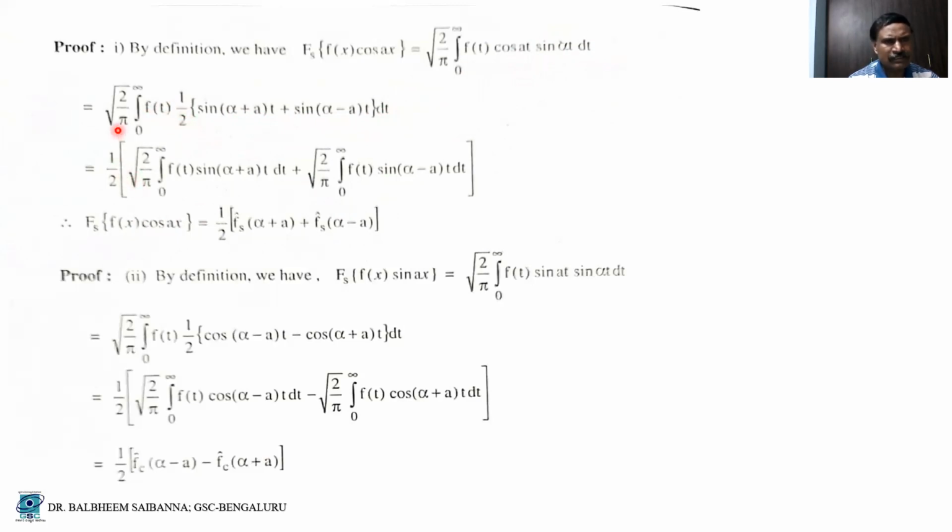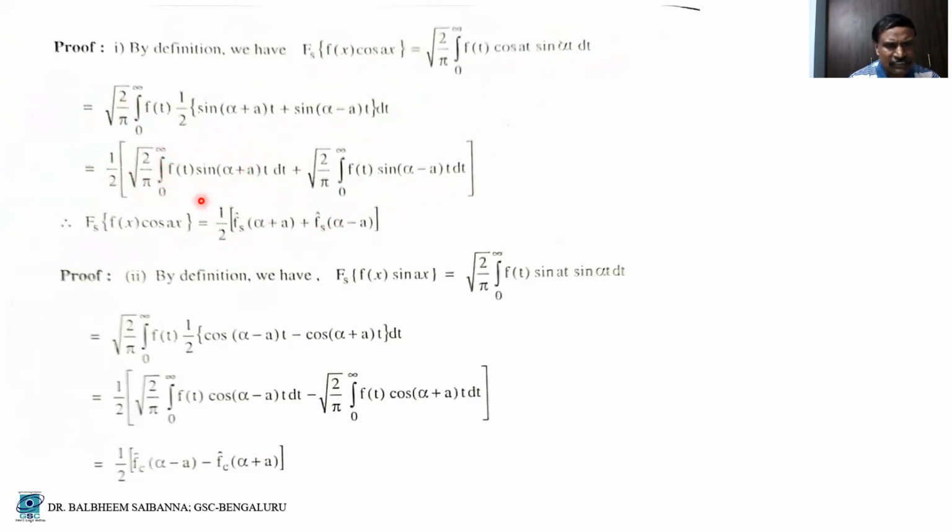Write the two integrals outside: square root of 2 by pi integral 0 to infinity f of t sin(alpha plus a)t dt, plus root 2 by pi integral 0 to infinity f of t sin(alpha minus a)t dt. Then the left hand side, Fs of f of x cos ax, is 1 by 2 Fs of alpha plus a.